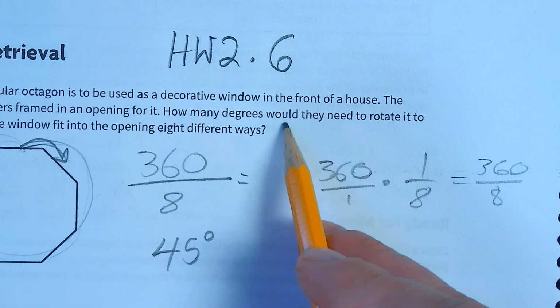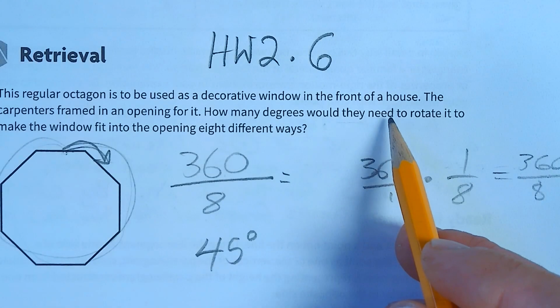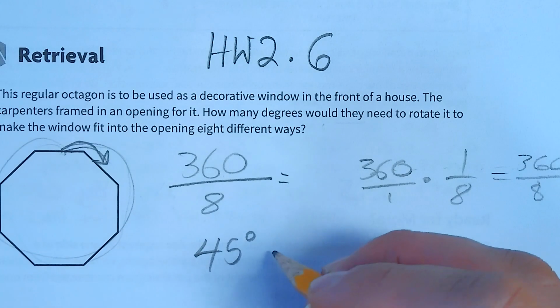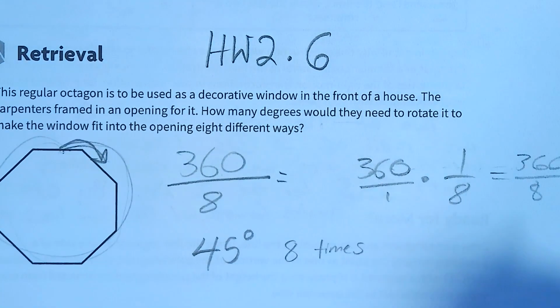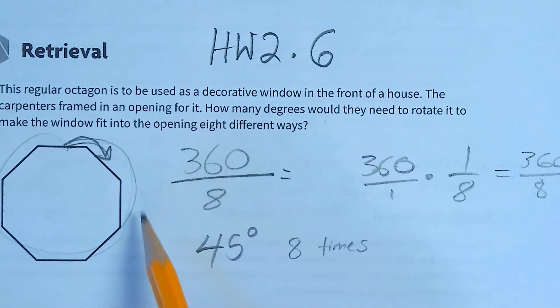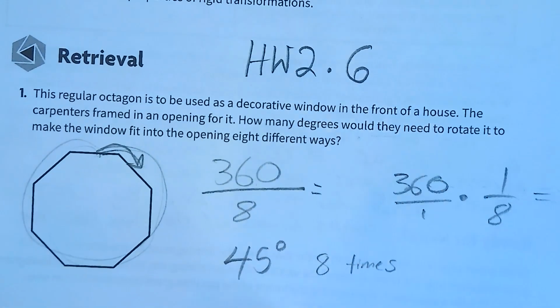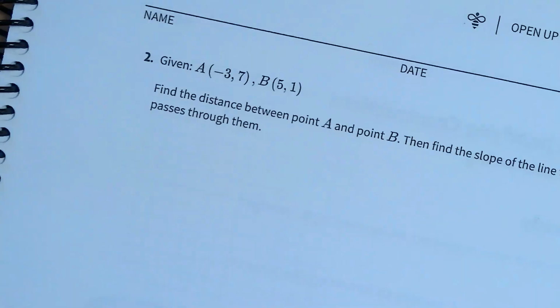I don't know. Do they want the whole list? 45 degrees 8 times. Or maybe 7 times, because it's already in one position. So 7 times would complete it, or whatever. You can do the multiples of 45 if you want.